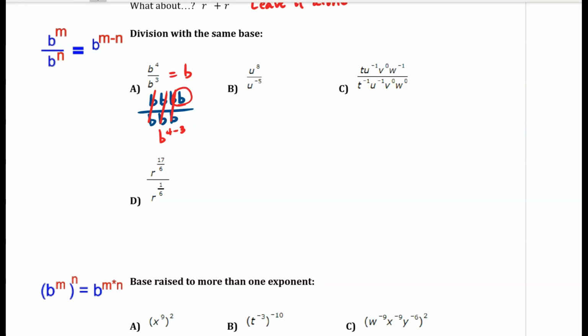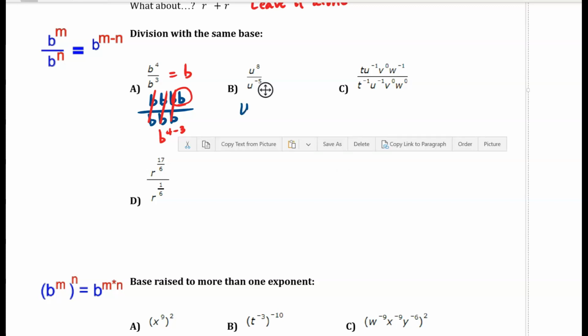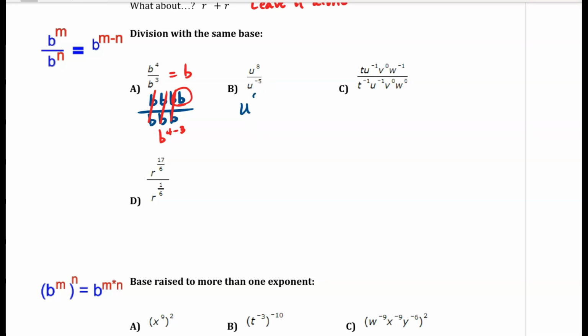We have 8 factors of u in the numerator, and we have negative 5 factors of u in the denominator, so we can simplify by subtracting the exponents. We're going to take the 8, that's the top exponent, and subtract the negative 5, that's the bottom exponent. Now if you're subtracting a negative, that's the same as adding, so this is really u to the 8 plus 5, which is 13.